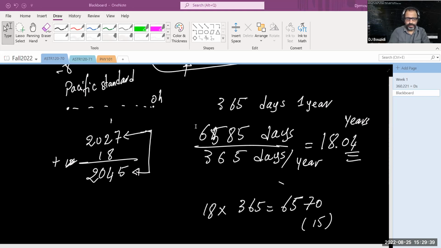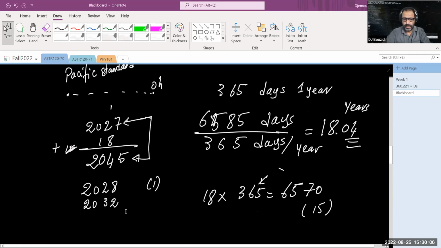Very good. So in the years leading from 2027 in North Africa to 2045 in North America, the year 2028 is a leap year. It's not 365. Remember, I multiplied by 365. So that year is a leap year, so there is an additional day that needs to be accounted for in the 15 days. Four years after that, 2032, the same thing is true.